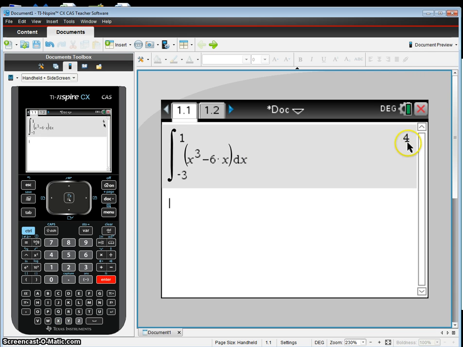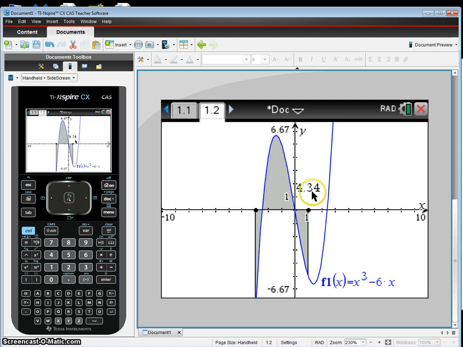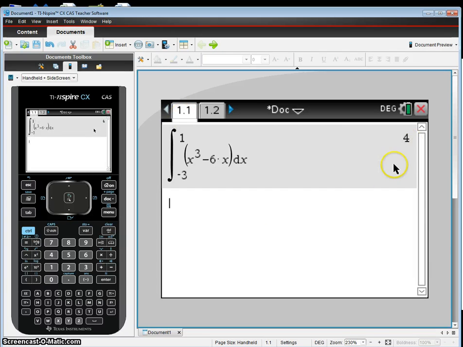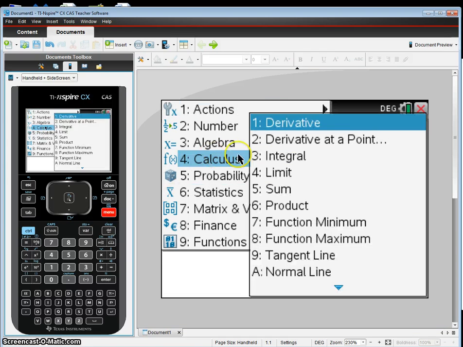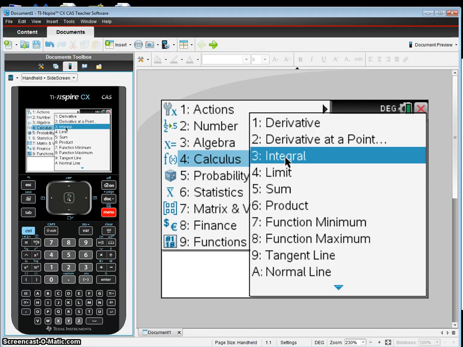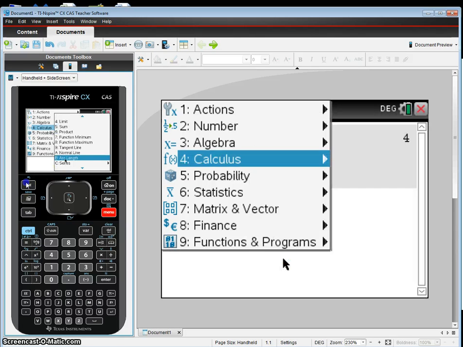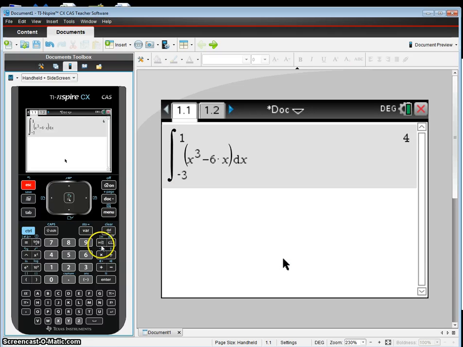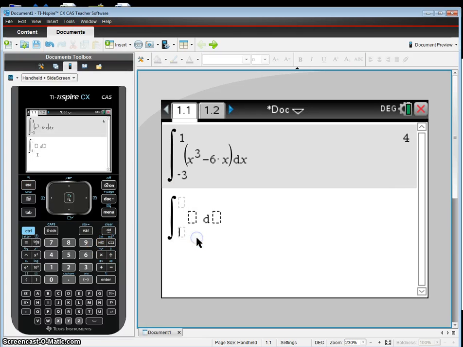There it is, 4. This is a bit more accurate than what I had over here, which was 4.34. That's because the graph is trying to estimate it where I was dragging the point. This is an accurate answer. So this is how we do it. We can also find this in the menu under calculus, integral, or I think in the non-CAS version it says integral, definite integral. But I like to use this little button that gives it to me right away.